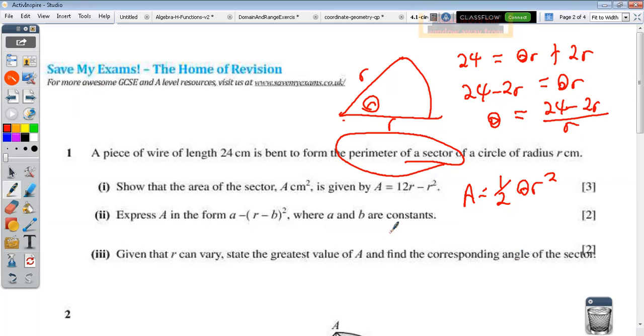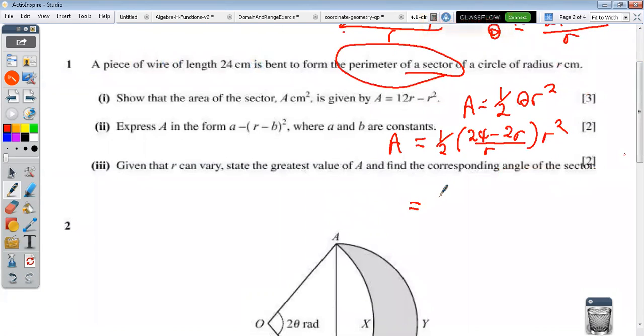Then replace it there. So area is equal to half, brackets 24 minus 2r, divided by r, multiplied by r squared. Making sense? Yes, sir. I can now do this individually. Half multiplied by, if I want to remove brackets, that is 24 over.